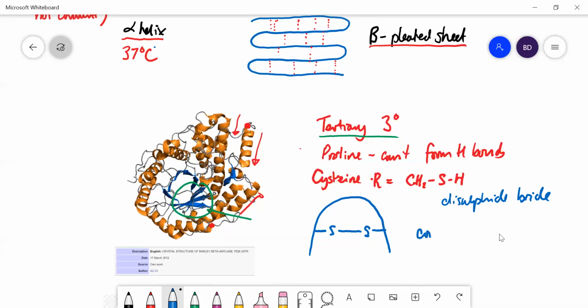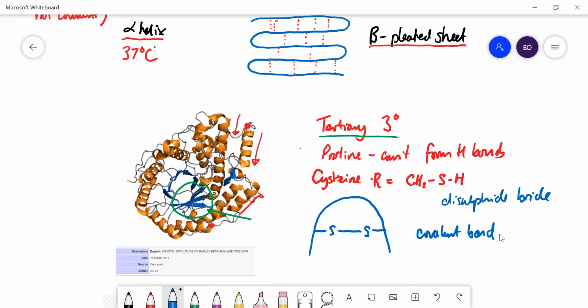Now, covalent bonds are strong. They're not like hydrogen bonds that are broken at 37. If you boil a protein up, you're not going to break that disulfide bridge, and it is important in holding one part of the chain next to another part of the chain. So that's what will cause the protein's overall three-dimensional shape, which is pretty important.